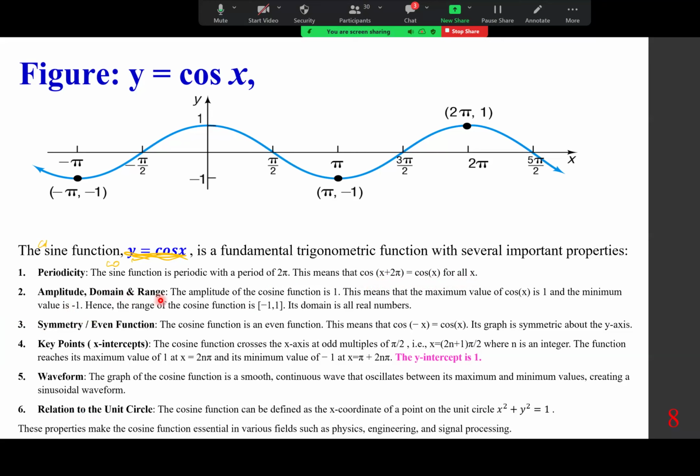Amplitude, domain, and range. The amplitude of the cosine function is 1. This means that the maximum of cosine x is 1 and the minimum is negative 1. Hence, the range would be from -1 to 1. Its domain is all real numbers. Again, pretty straightforward, very similar to the sine function in that sense.